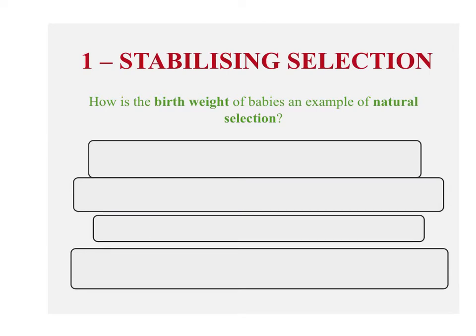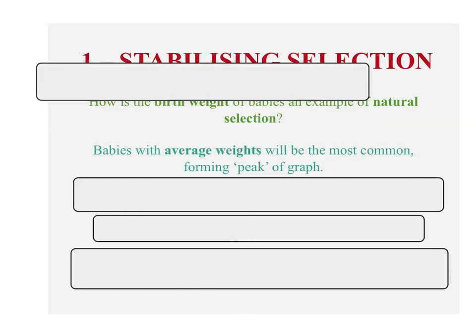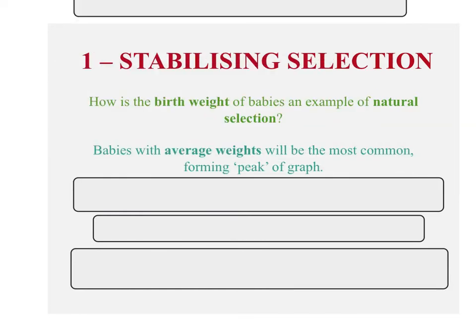Now hopefully you've had some time to think and you've got some decent ideas, although there's also a high chance that you've just left this video running. But the first thing we need to recognise is that average birth weight babies are going to be the most common. Most of us were probably born around 7 pounds-ish, generally a standard average weight.